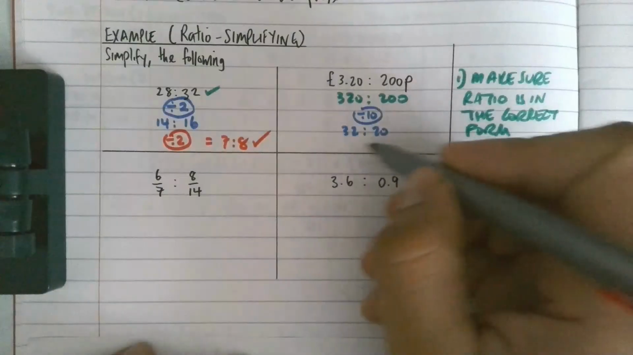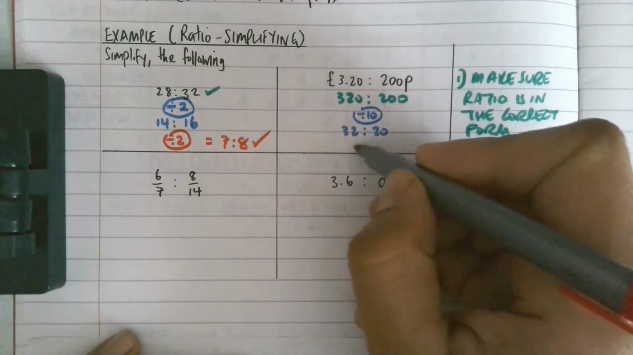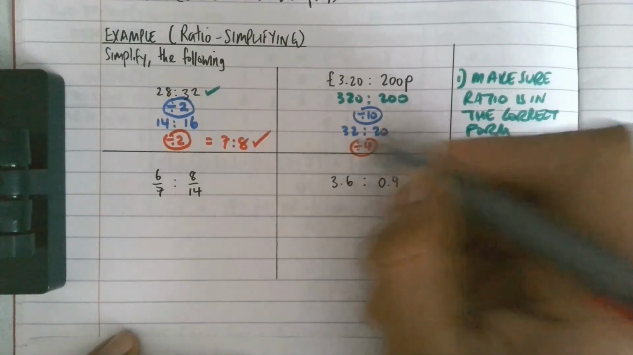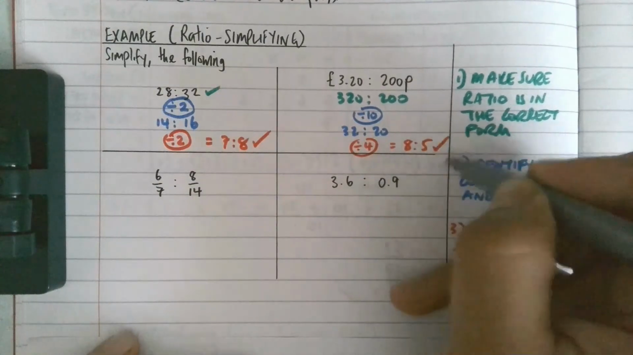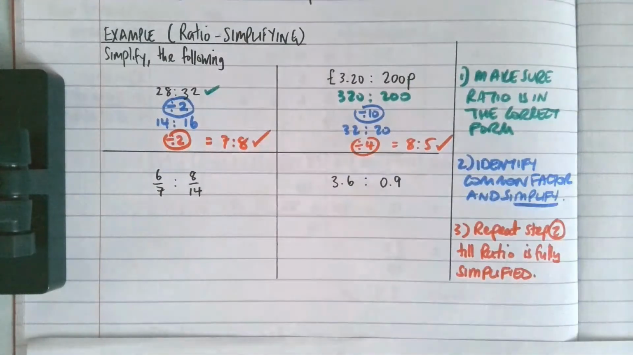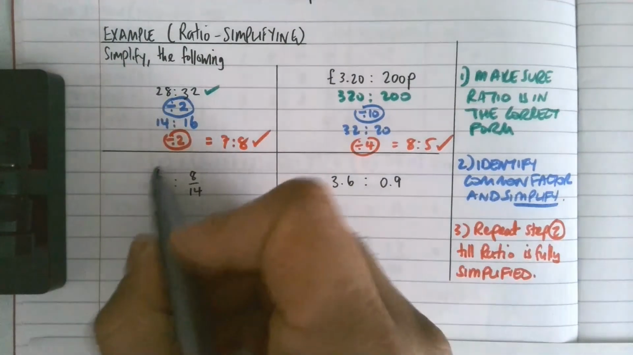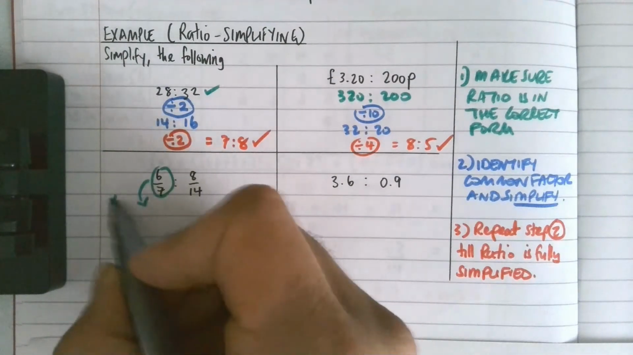I'm having to simplify fully. That means I have to find another common factor, and so that's going to be 4, so I end up with 8 to 5. Now again, if you're good at this, the highest common factor was 40, so you could divide 320 and 200 by 40 and you would end up with 8 to 5, and it fully simplified.